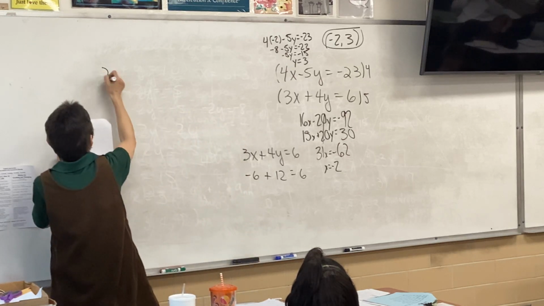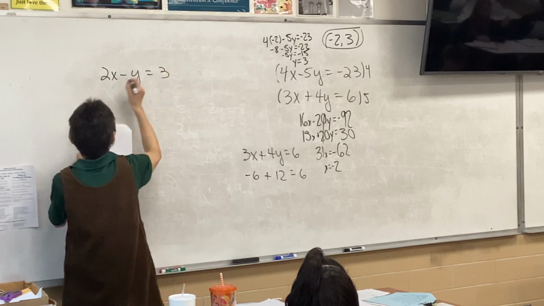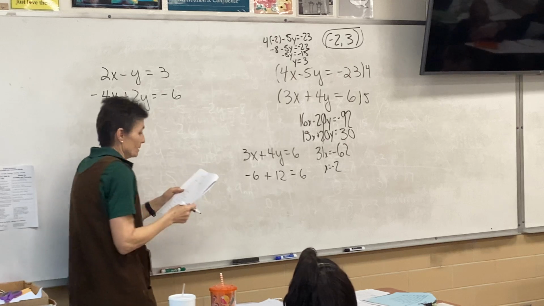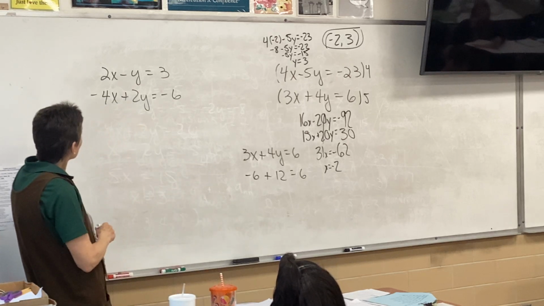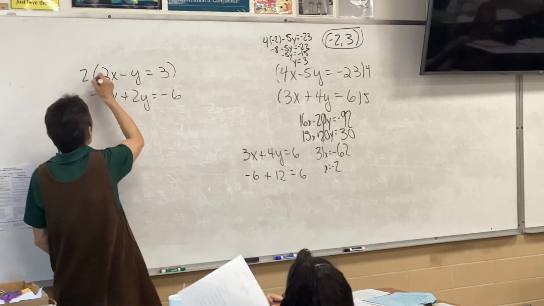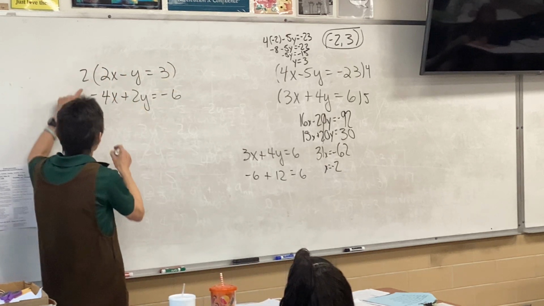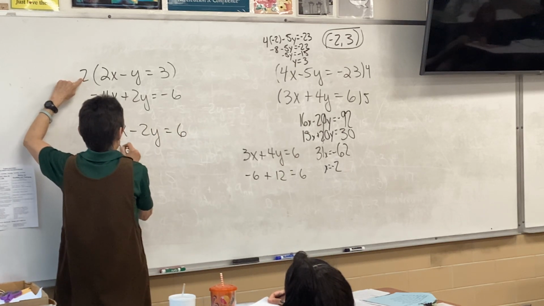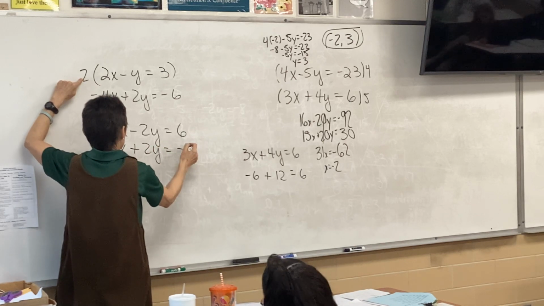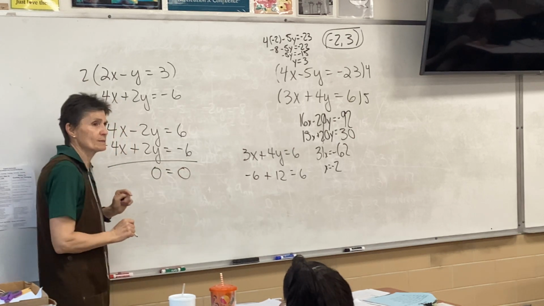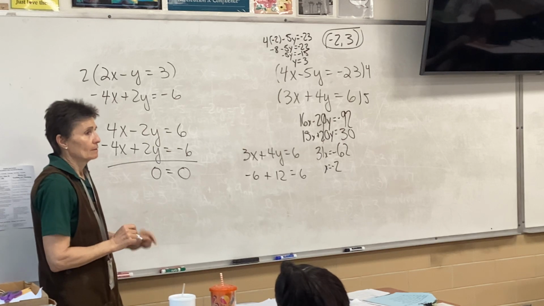All right, so here we go. 2x minus y equals 3, negative 4x plus 2y equals negative 6. Okay, if we're going to eliminate, maybe top row times 2. This one says 0 equals 0. All real numbers.